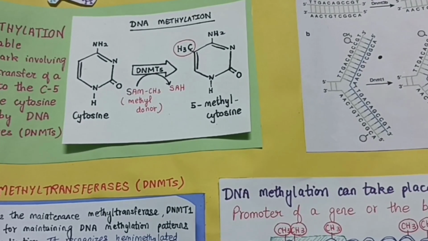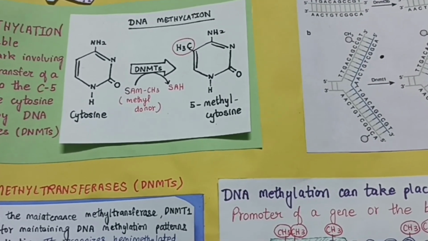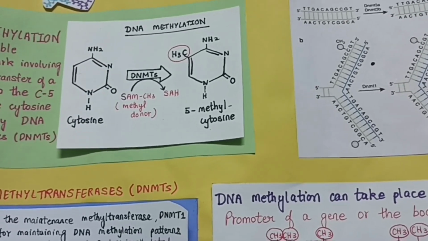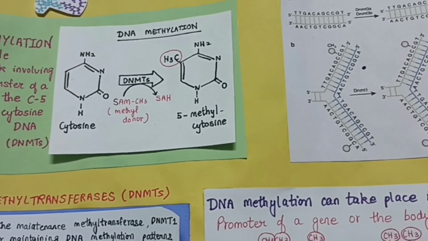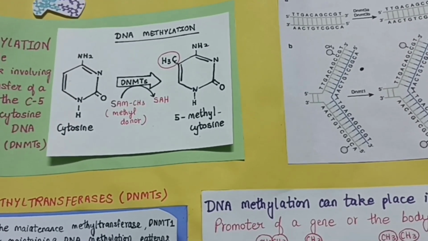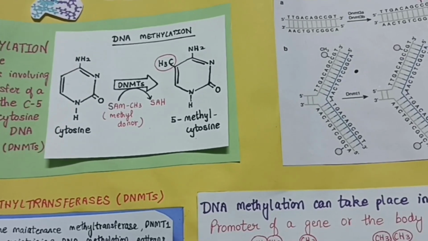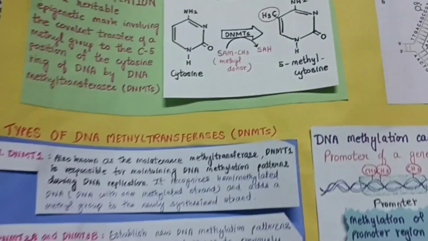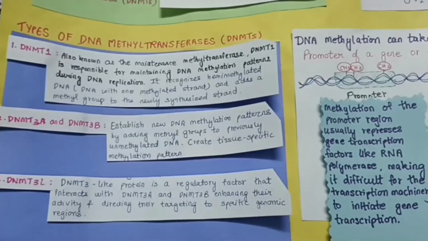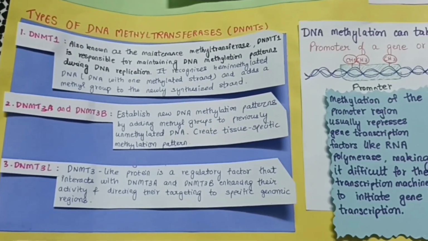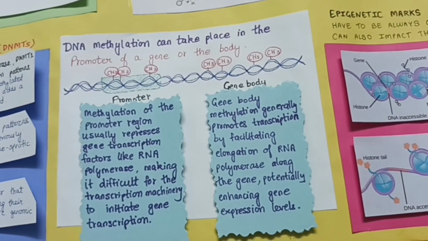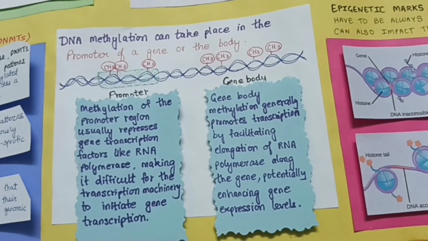So this happens in the presence of DNMTs along with SAM, which stands for S-adenosyl methionine. This is your methyl donor, which brings your methyl group, and DNMTs is the one which attaches it to your cytosine ring. So there are different types of DNA methyltransferases, which I'll get back to in a bit. First, let's talk about DNA methylation and its effect on different regions of a gene.